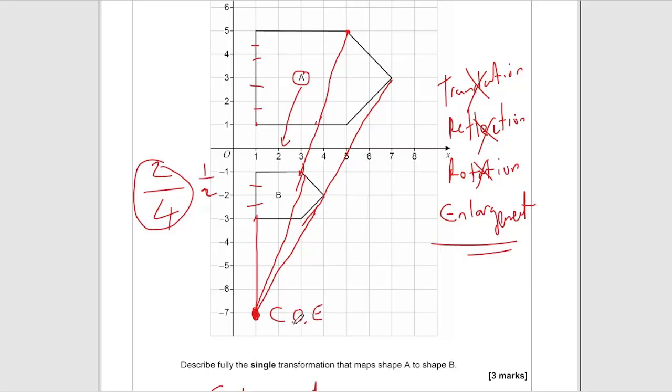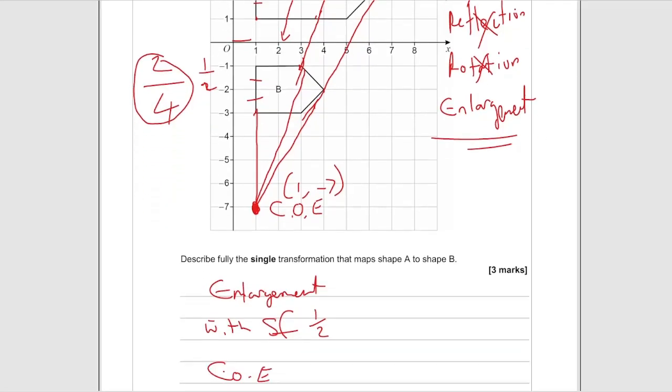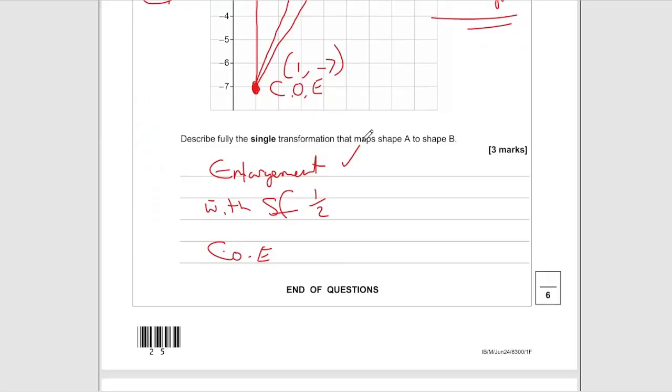The center of enlargement is 1 along, down to -7. So I need to have 3 pieces of information, hence 3 marks. I need to know that it's an enlargement. I need to know that it's a scale factor of a half with the center of enlargement 1, -7. And that's your 3 marks for that question.